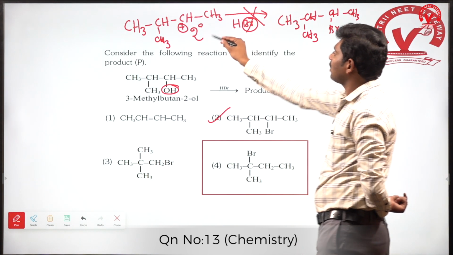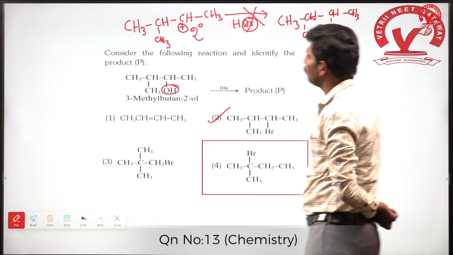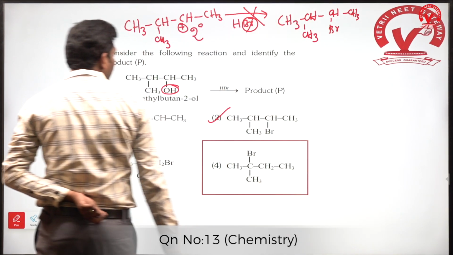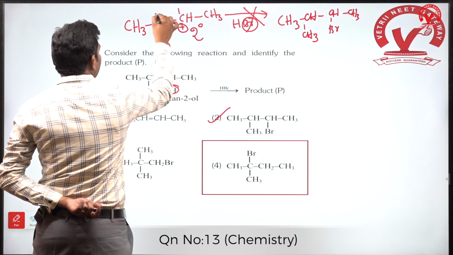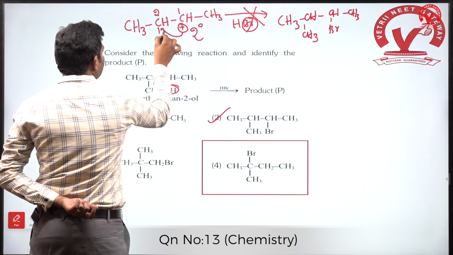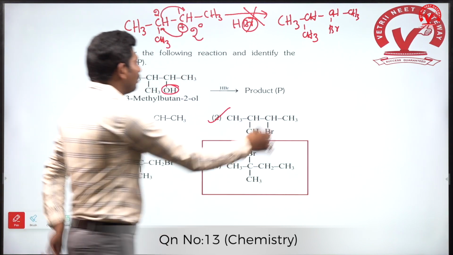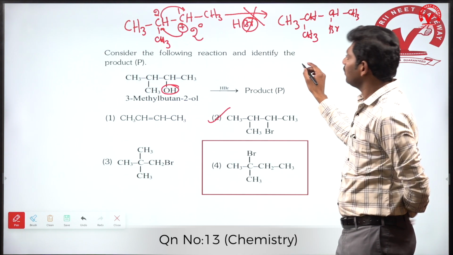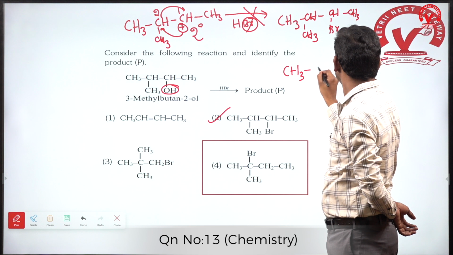So this secondary carbocation rearranged to tertiary carbocation through 1,2 hydride shift. Meaning, see here, it is the first, it is the second carbon. So now this carbocation comes here, this hydrogen shifts to this side, so then it will become a tertiary carbocation.